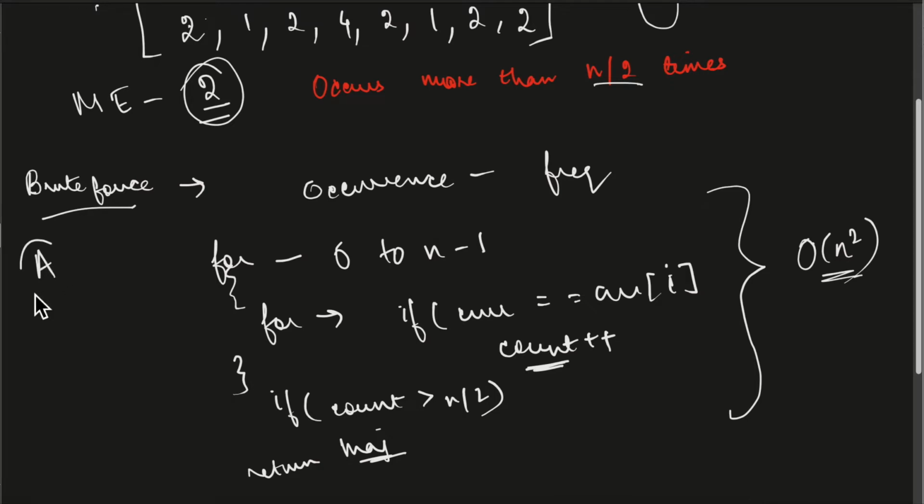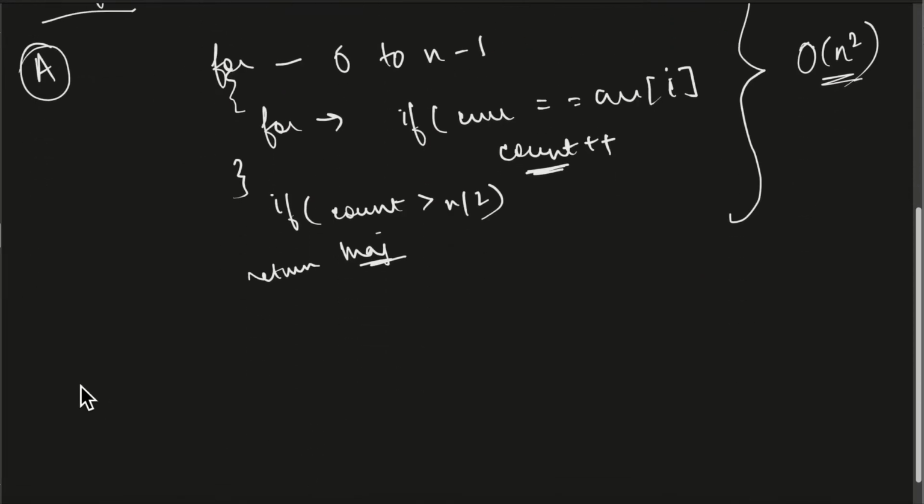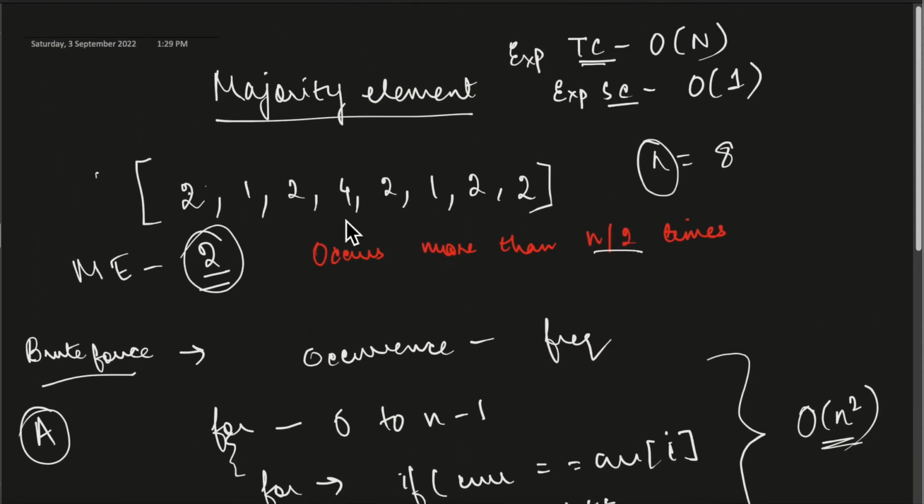So we cannot go with this approach. Next, let's try to explore another approach. We can use sorting. If we sort this array, what is going to happen?